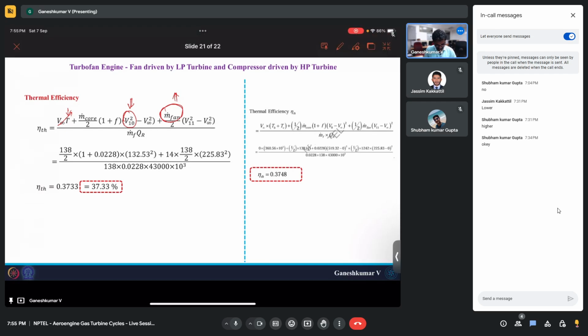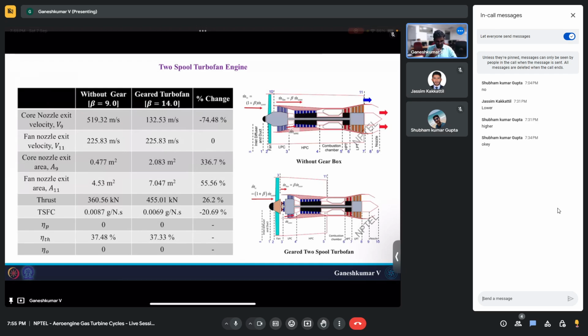Let's put everything in perspective. This is the comparison that I have here. This is without gearbox, with beta equal to 9, and here you have with gearbox but beta equal to 14. Here you have the gearbox, here you don't have such a thing. What you see is the exit velocity of the core nozzle has reduced. I'm just summarizing what happened.